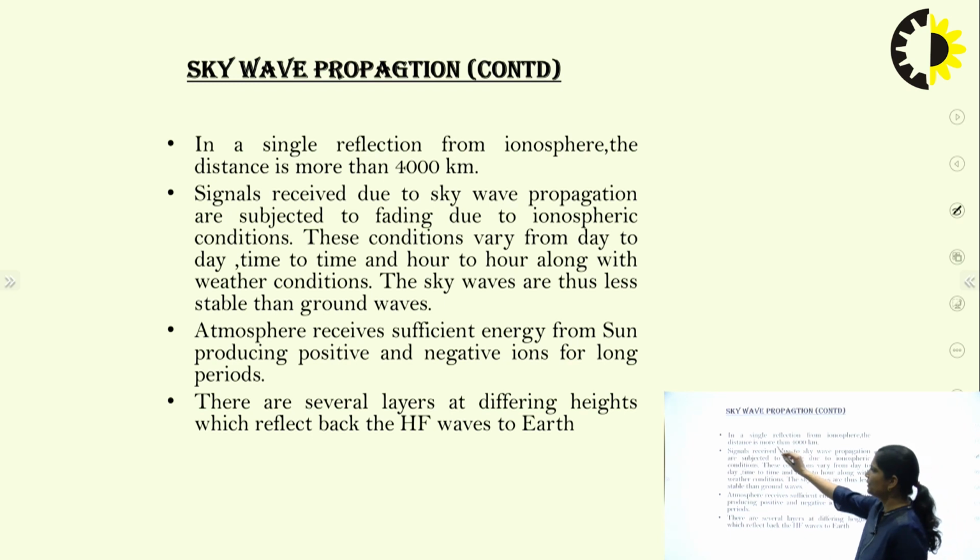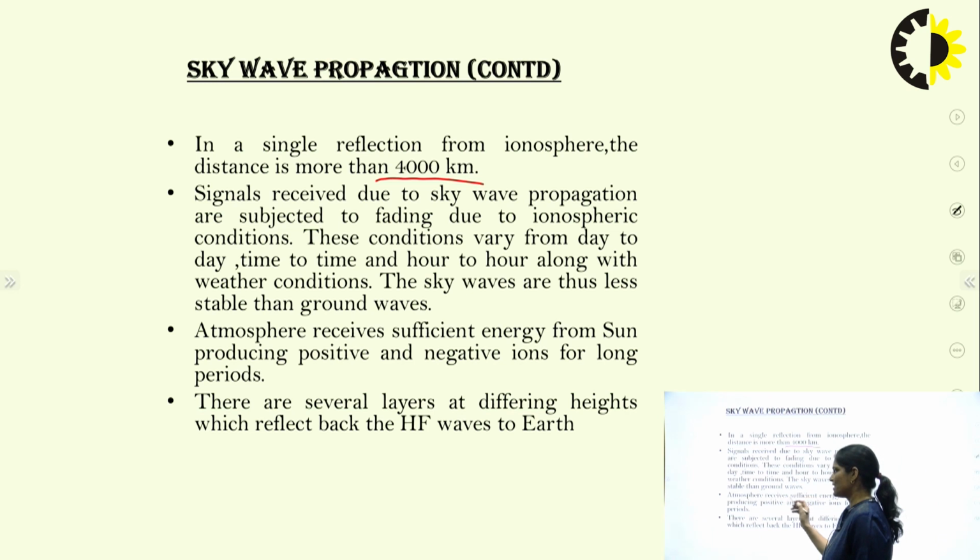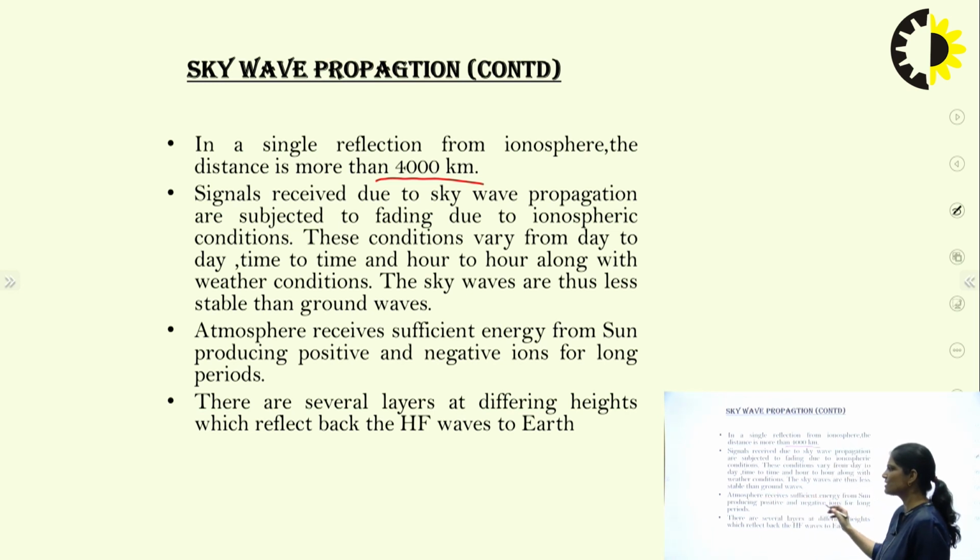Next point is, in a single reflection from the ionosphere, the distance is more than 4000 km. Signals received due to sky wave propagation are subjected to fading due to ionosphere conditions, and these conditions vary from day to day, hour to hour, along with the weather conditions. So sky waves are less stable than ground waves. The atmosphere receives sufficient energy from the sun, producing positive and negative ions for long periods. There are several layers at differing heights which reflect the high frequency waves back to Earth.